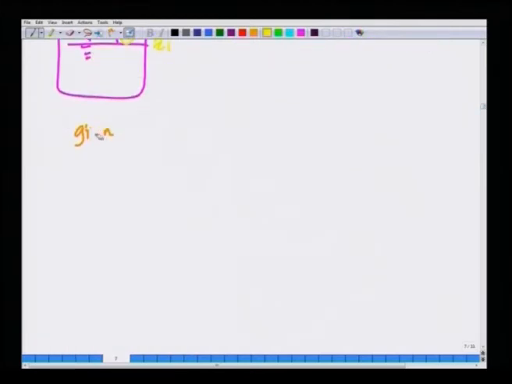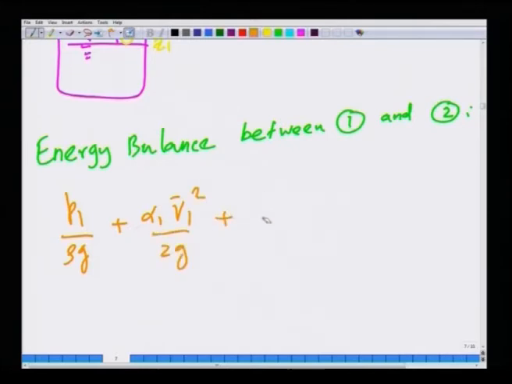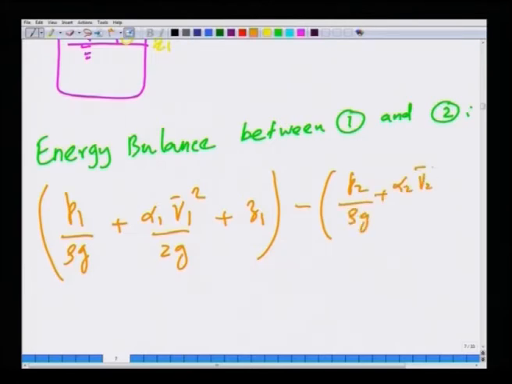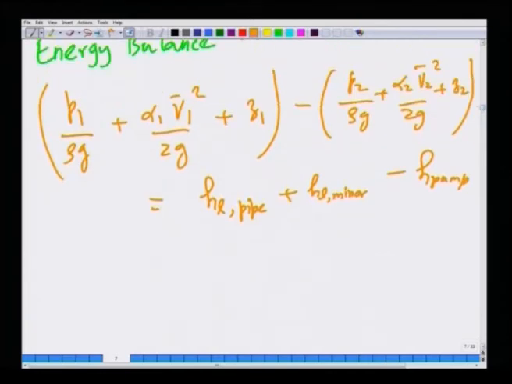So, if you write the energy balance between point 1 and 2, all you will get is P1 by rho G plus alpha 1 V1 squared by 2 G plus Z1 minus P2 by rho G plus alpha 2 V2 squared by 2 G plus Z2 is equal to the total losses, which is the major loss due to pipe plus the minor loss due to bends and valves and so on, minus H pump, where this is in some sense the work done by the pump on the fluid. Okay. So, that is why it is coming with a negative sign.